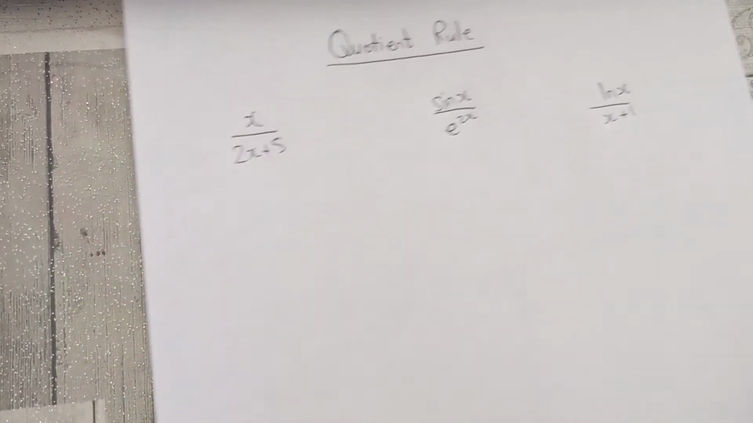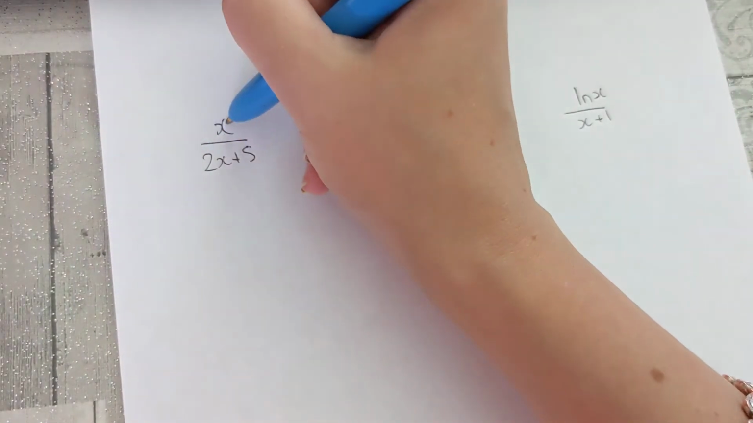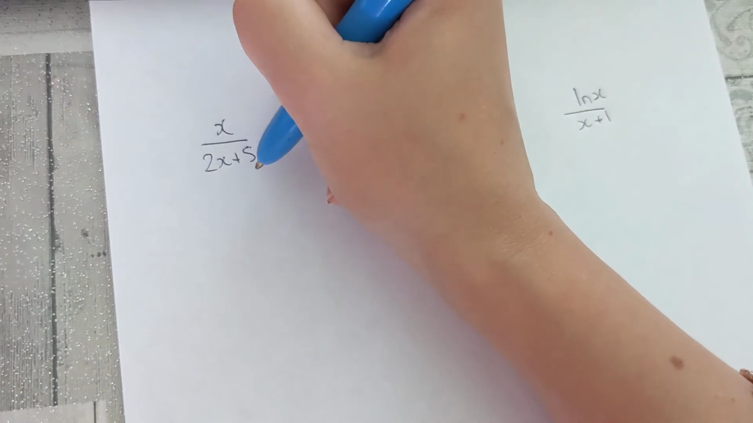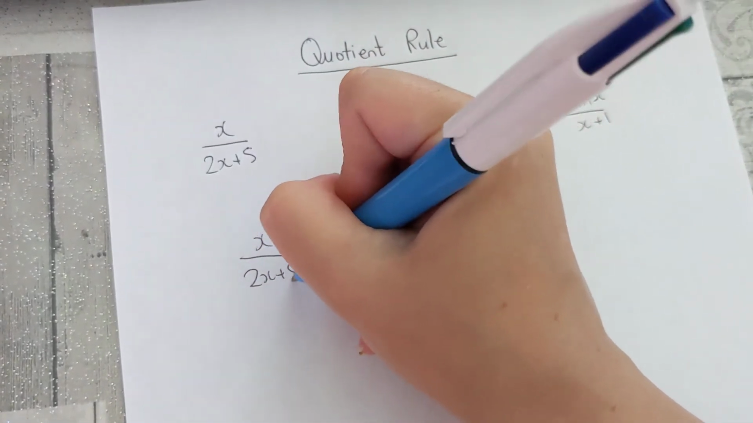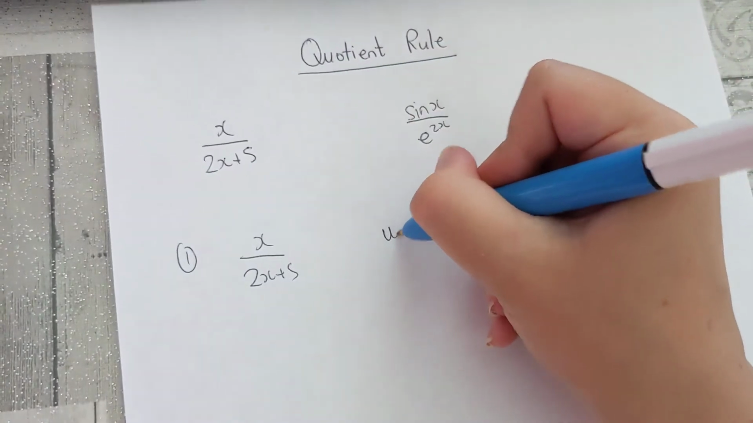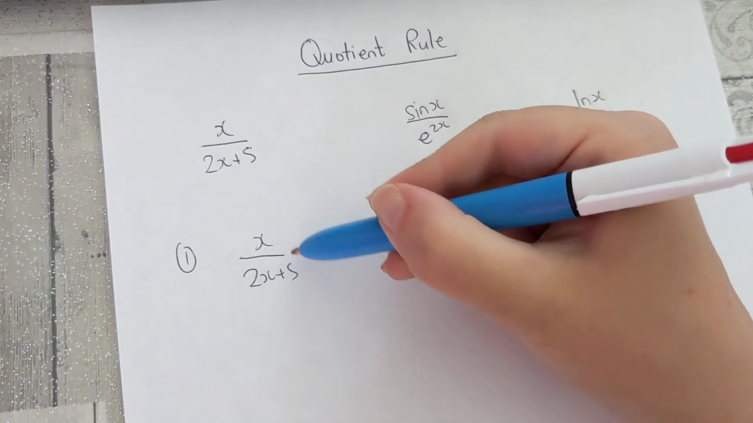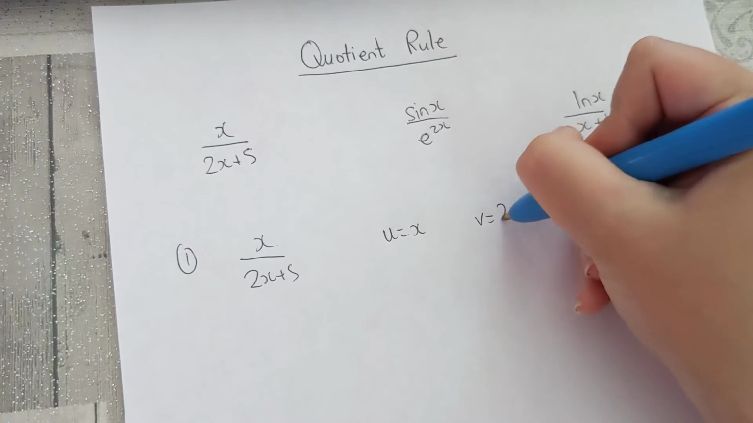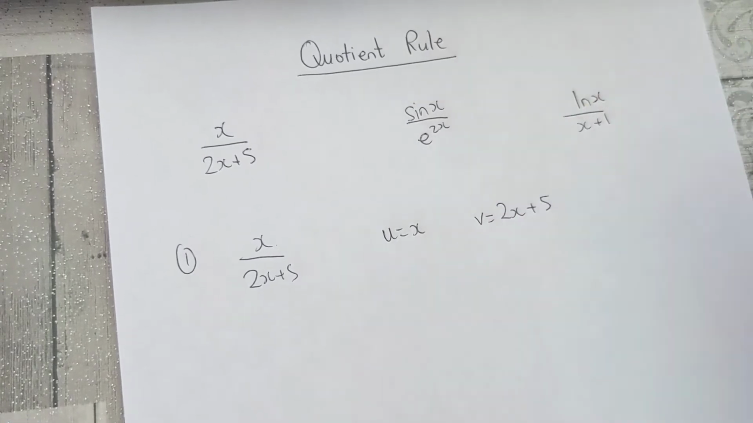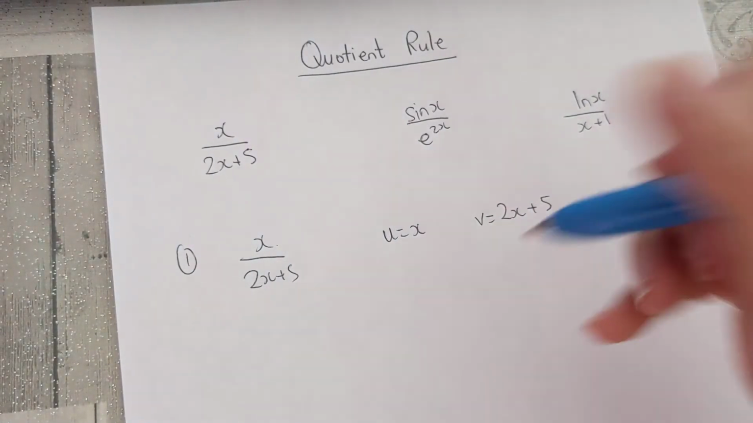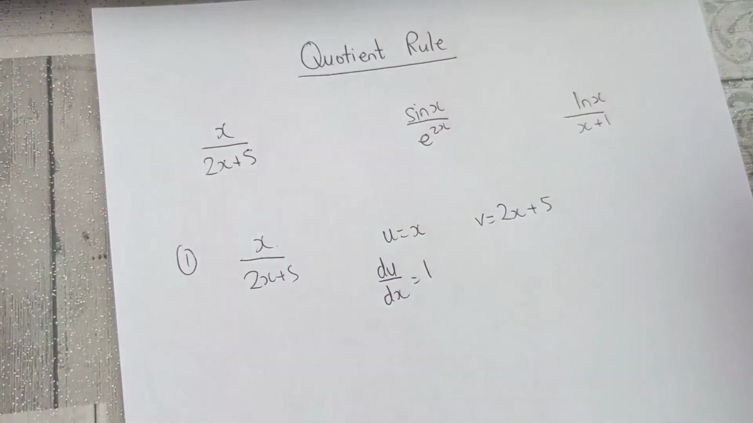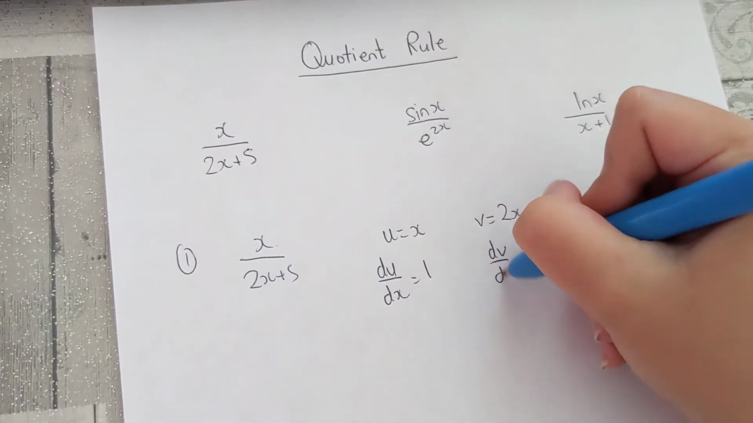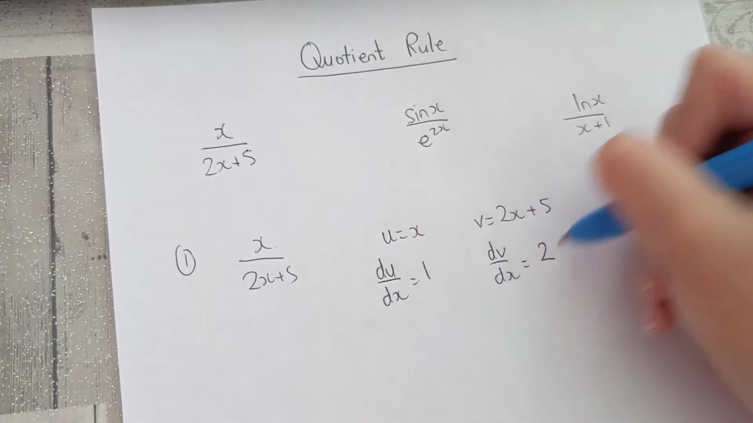So with the quotient rule, you say that u is equal to the top of the fraction, v is equal to the bottom. So for the first one, we would say that u is equal to x, because that's the top, v is equal to 2x plus 5. Again, like the product rule, you differentiate both of those. So x differentiates to 1, and dv by dx differentiates to 2.